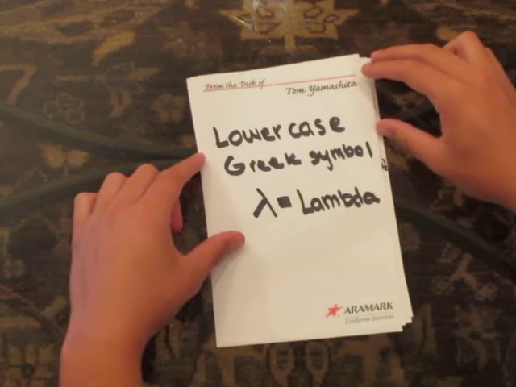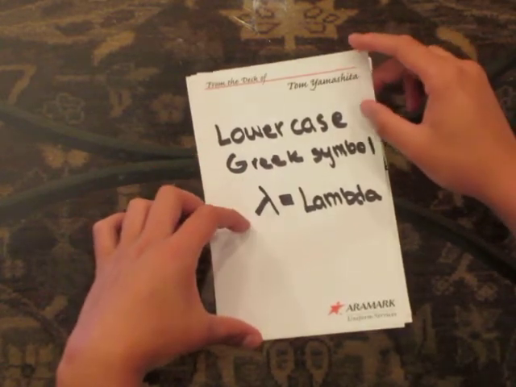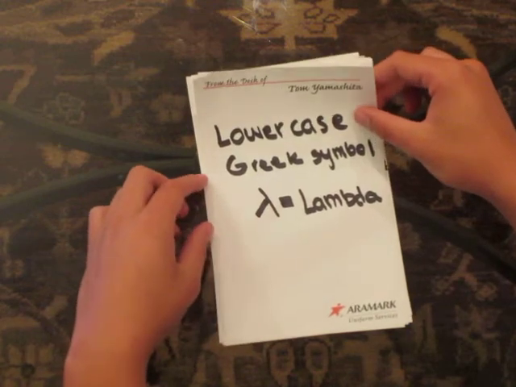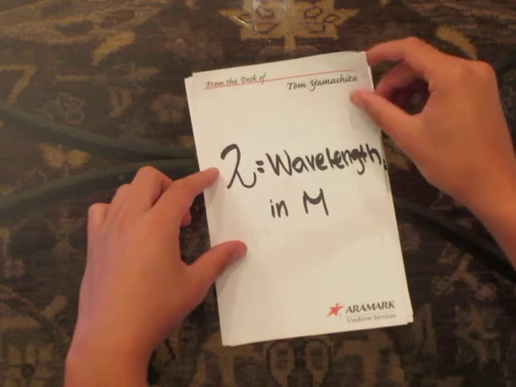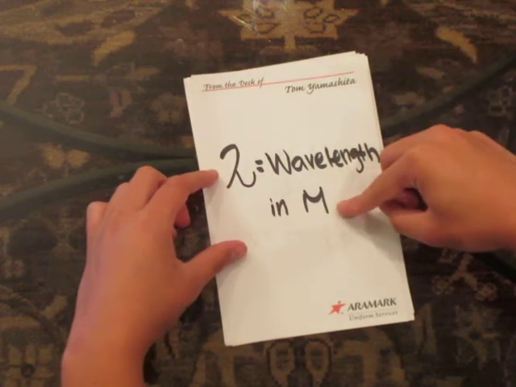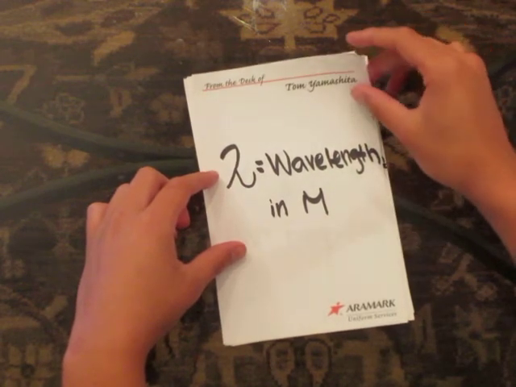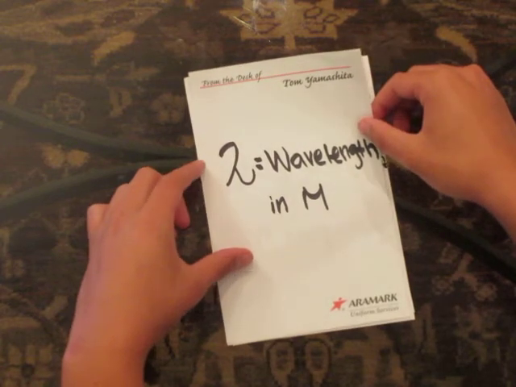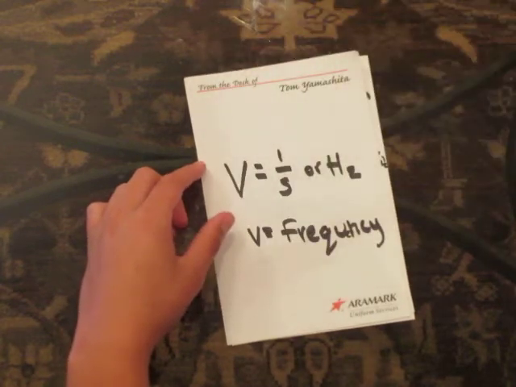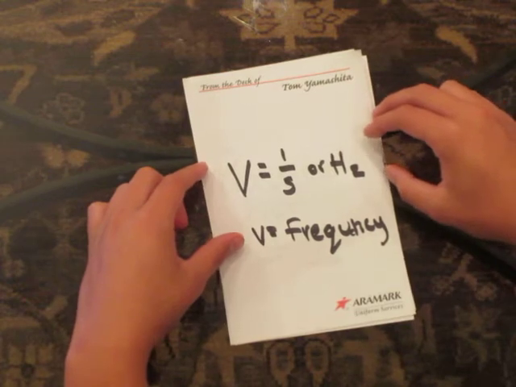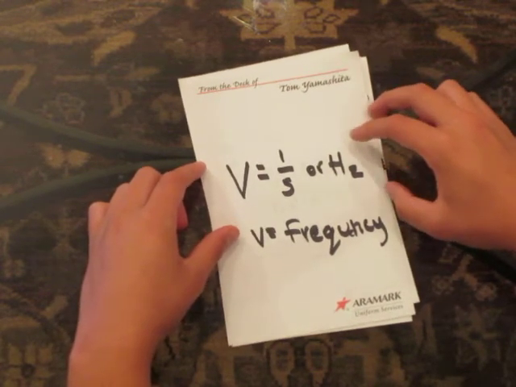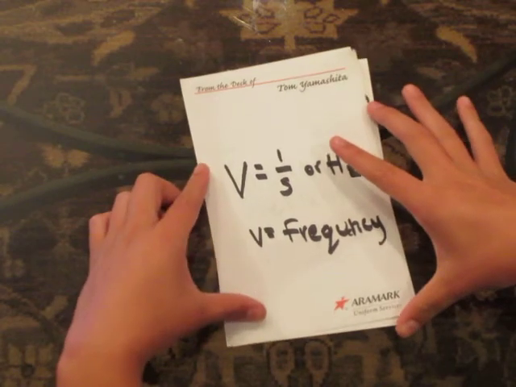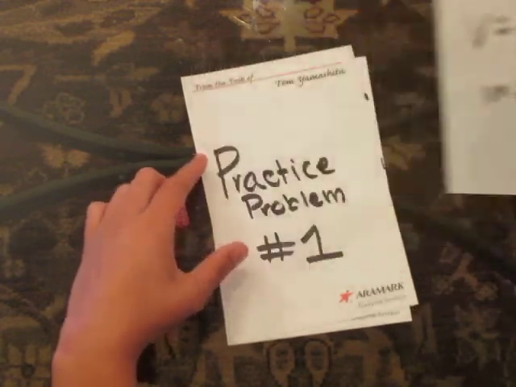The symbol is a lowercase Greek symbol, and it's pronounced lambda. And this symbol stands for the wavelength, which is represented in meters. This is also important to note because when you're doing your equation, you want to find wavelength in terms of meters. So V is frequency. V is represented in the units 1/seconds or hertz.